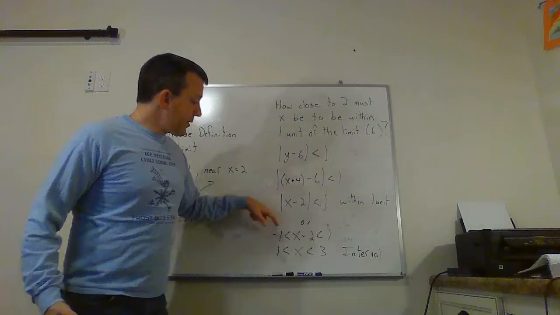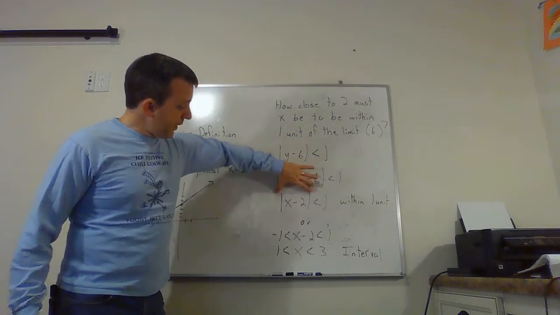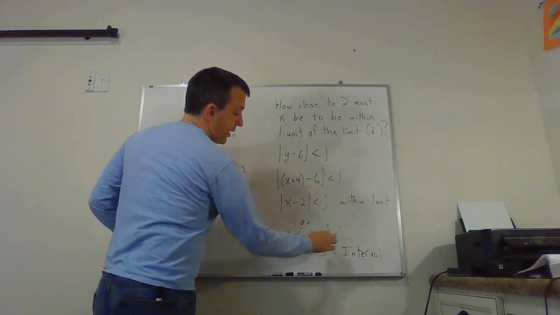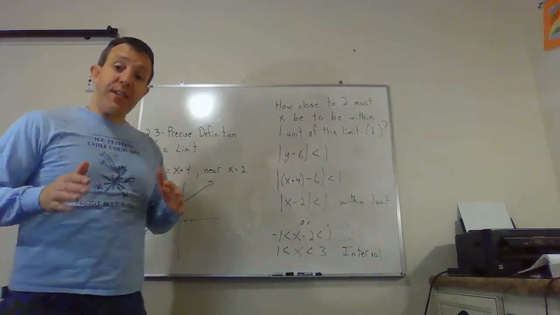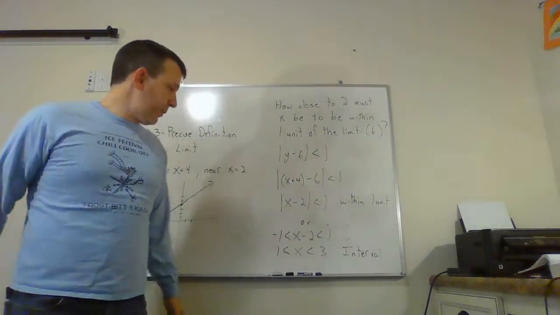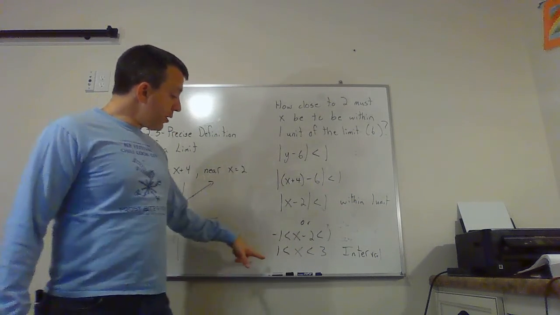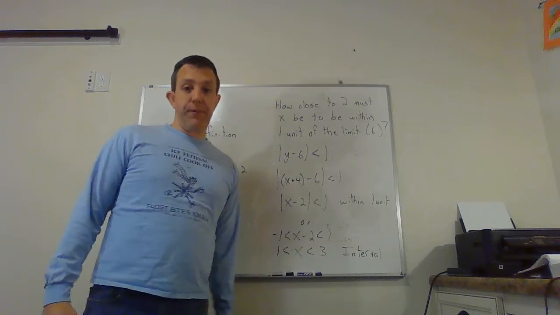Another way to think of that is we could rewrite this absolute value inequality as negative 1 is less than x minus 2 is less than 1. Basically, x minus 2 is sandwiched in between negative 1 and positive 1. And then if you solve that for x, that means the x values that work are the numbers between 1 and 3.